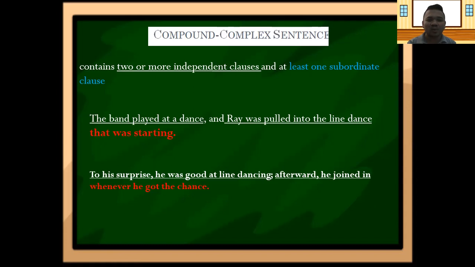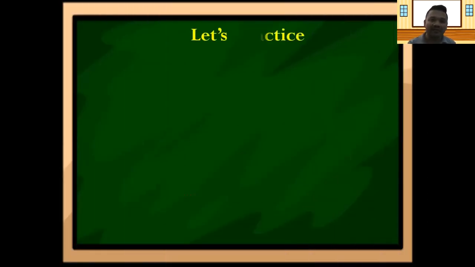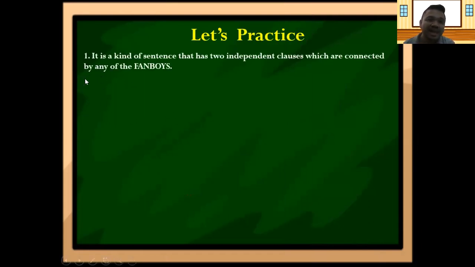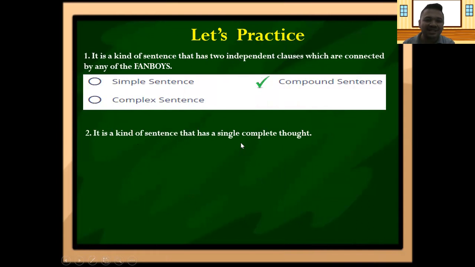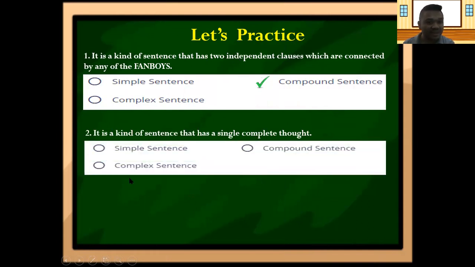Now, let's answer some exercises to test your understanding. Let's practice. Number one: it is a kind of sentence that has two independent clauses connected by a conjunction. Is it simple, complex, or compound? Very good, the answer is compound sentence. Number two: it is a kind of sentence that has a single complete thought. Is it simple, complex, or compound? Very good, it's a simple sentence.